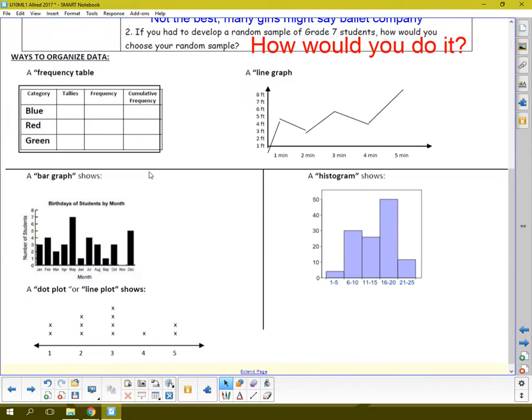There are different ways to organize data once you organize it. We'll talk about more of this when you come to my station, but you can organize it with a frequency table. You can use a line graph. You can use a bar graph. You can use a histogram, and you can even use a dot plot or a line plot. We'll talk about those if you ask me when you come to my station.